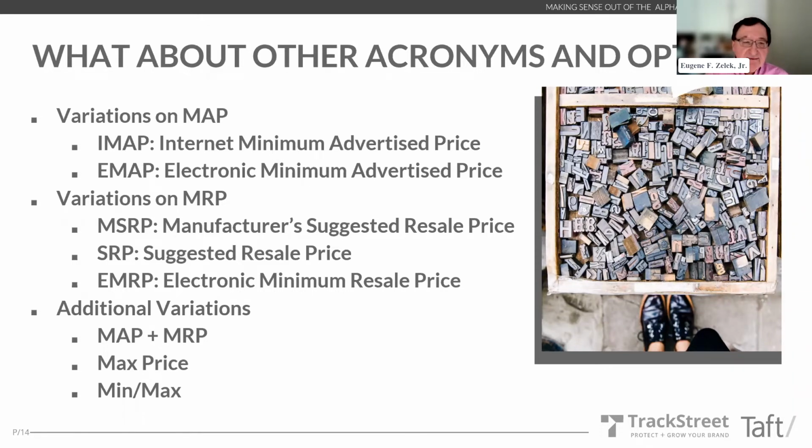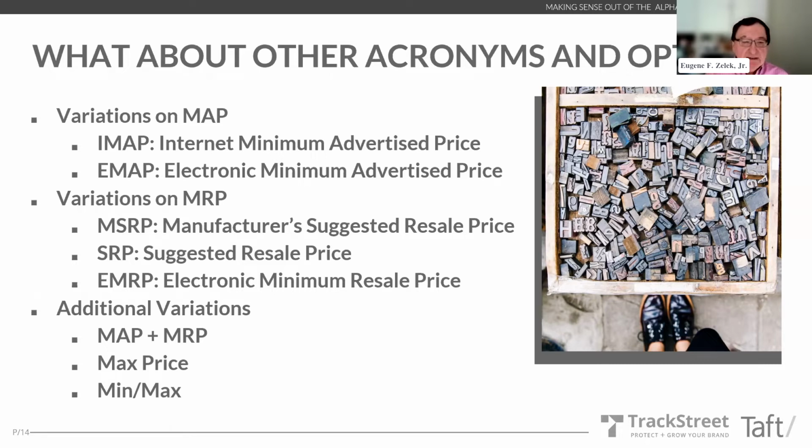Now, something that does have teeth in the MRP area would be EMRP, which again is electronic minimum resale price. So here it's an MRP policy, but it only applies to all things electronic. Again, we don't care about bricks and mortar. So consistent with what we talked about, essentially there are only two broad variations, MAP and MRP. But then we've done some hybrid programs. We'll talk more about those later.